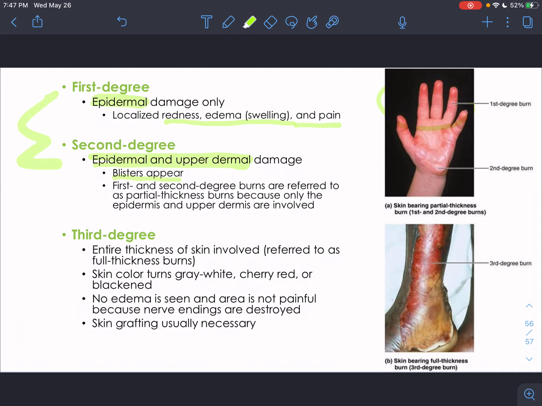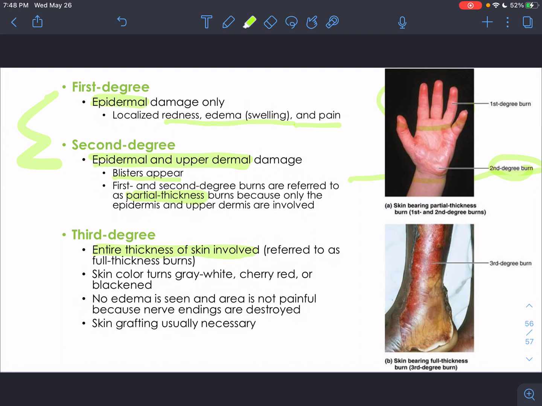First and second degree are often referred to as partial thickness burns because it doesn't go through the whole skin, right? Just the epidermis and part of the dermis. And that would be anything that's blistering, like down there. And then third degree burns are the most severe. Entire thickness of the skin is involved. A lot of times it goes down even to the hypodermis.